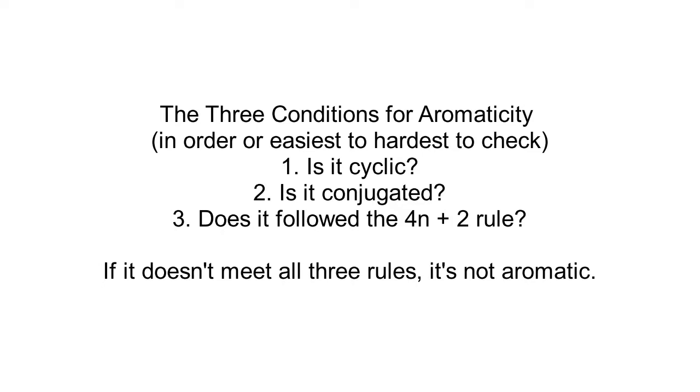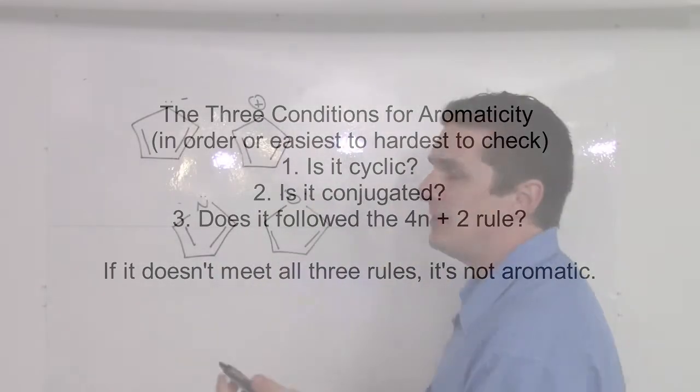The second is that you need to make sure that the pi systems and the p orbitals are all adjacent to one another, forming a conjugated system. And then lastly, you need to make sure that you meet the 4n plus 2 rule. The 4n plus 2 rule and the conjugation of the p and pi orbitals can get a little gray area. So let's look at 5 examples.